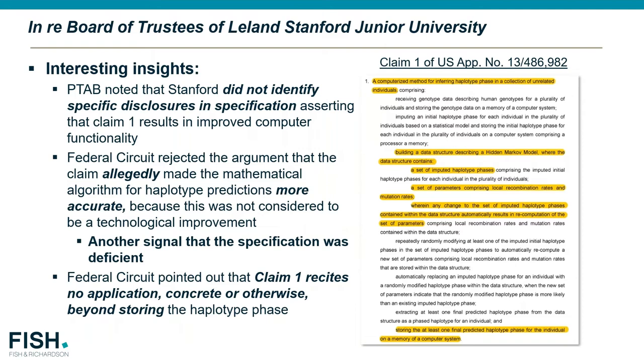So a couple of insights. The PTAB noted that Stanford did not identify specific disclosures in the specification to support their assertion that claim one results in improved computer functionality. The Federal Circuit rejected the argument that the claim allegedly made the algorithm more accurate. And so that's another signal that the specification was written in a way that didn't foresee these kinds of problems. And finally, and this is a key point, the Federal Circuit pointed out that Claim 1 recites no practical application beyond storing the data. So that's another lesson, right, where the claim could have been drafted in a way to actually do something with the data other than just store it. Next slide, please.